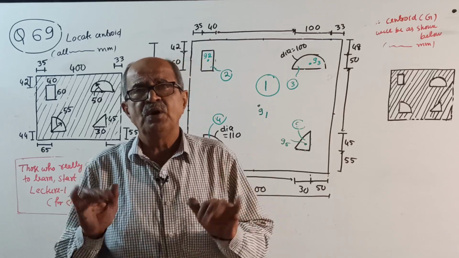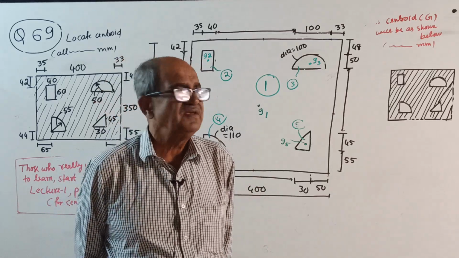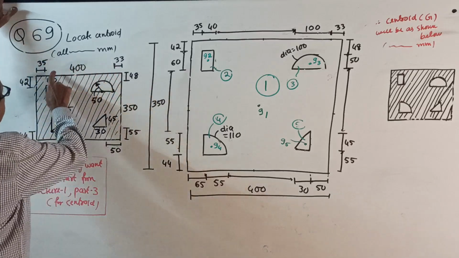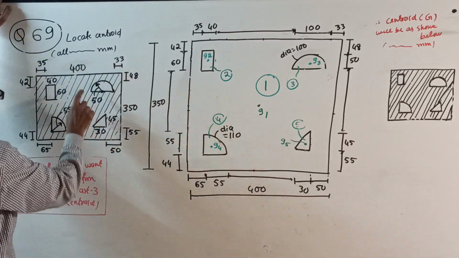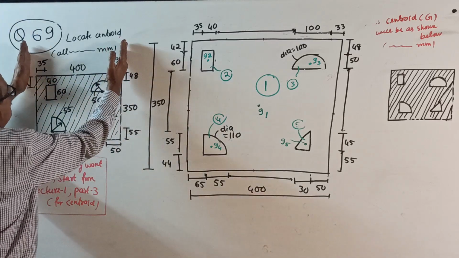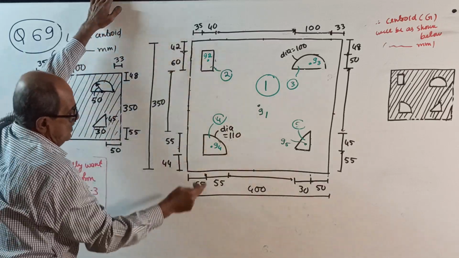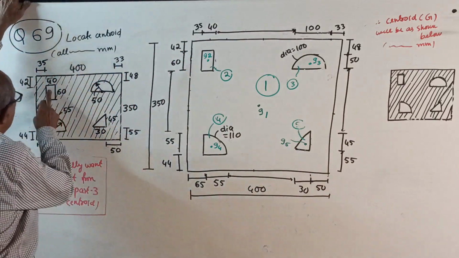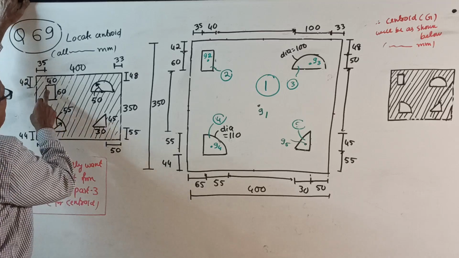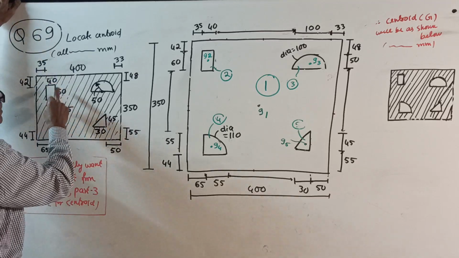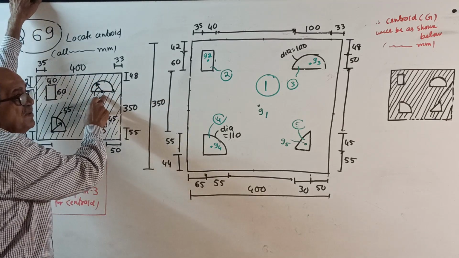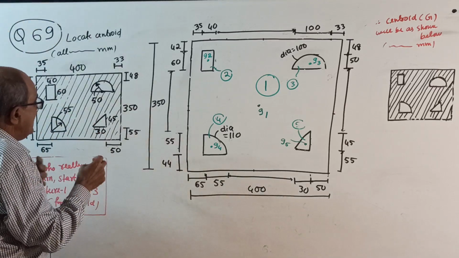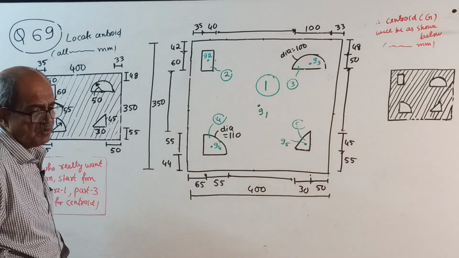One important critical question, much easier. See, locate centroid. 69 correct? Yes. See, there is a rectangle here of 400 by 350. When I wrote here, it means full 400 by 350. 400 by 350 is the big rectangle. One rectangle. Now, this is existing area. One rectangle of 40 by 60 cutout. One semicircle of radius 50 cutout, one quadrant of radius 55 cutout, one triangle of base 30, height 45 cutout.